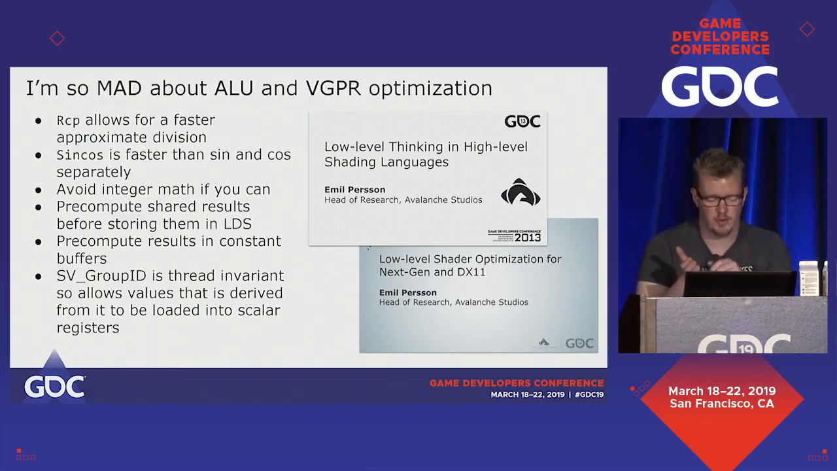For optimizing ALU and VGPR usage, I used these 2 talks from Emil Persson, aka Humus. They're really good, super concrete and easy to use advice. In our specific case, using rcp, which is an approximation of division, turned out to be really beneficial in a lot of cases. sincos is also a lot more efficient than doing sin and cos separately.